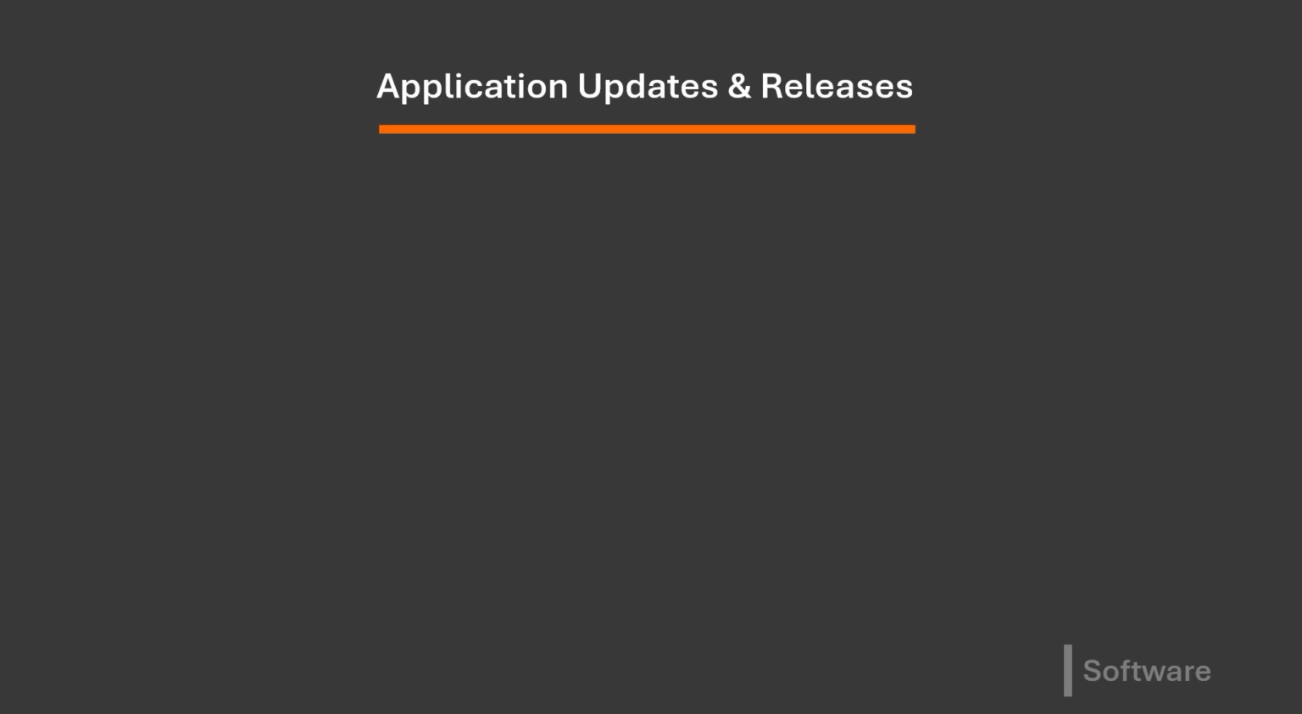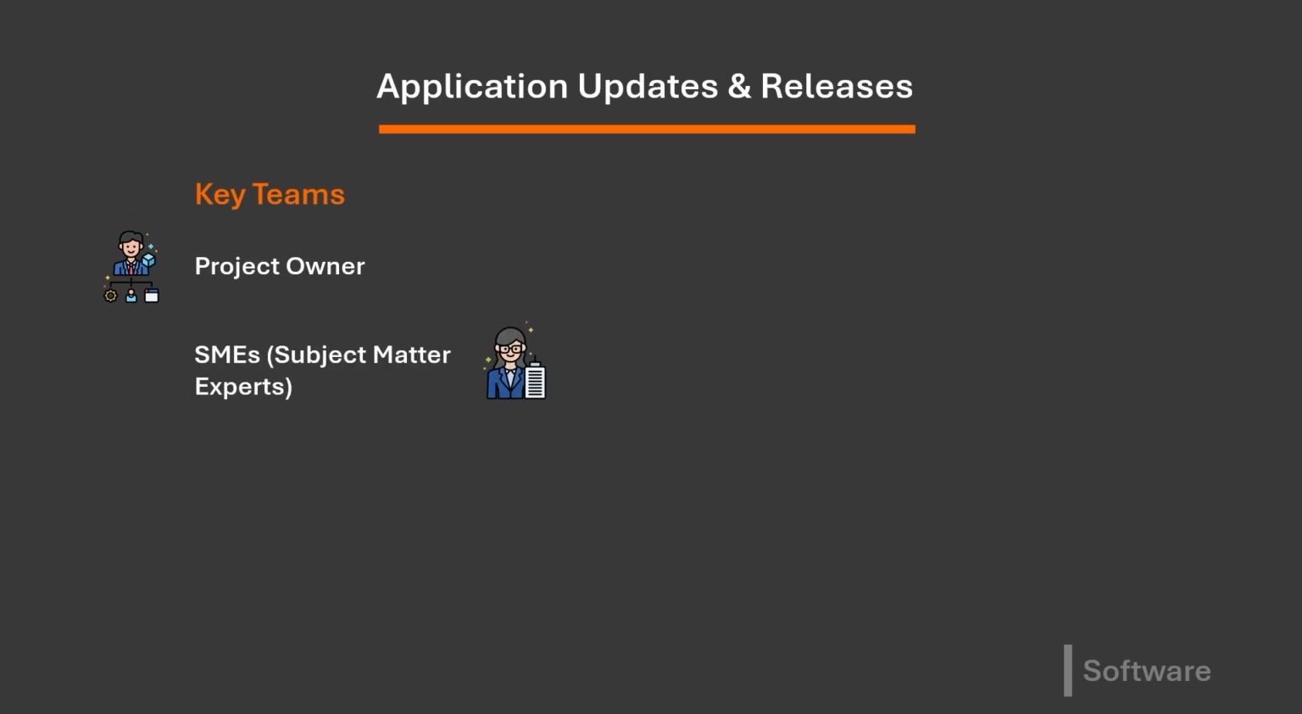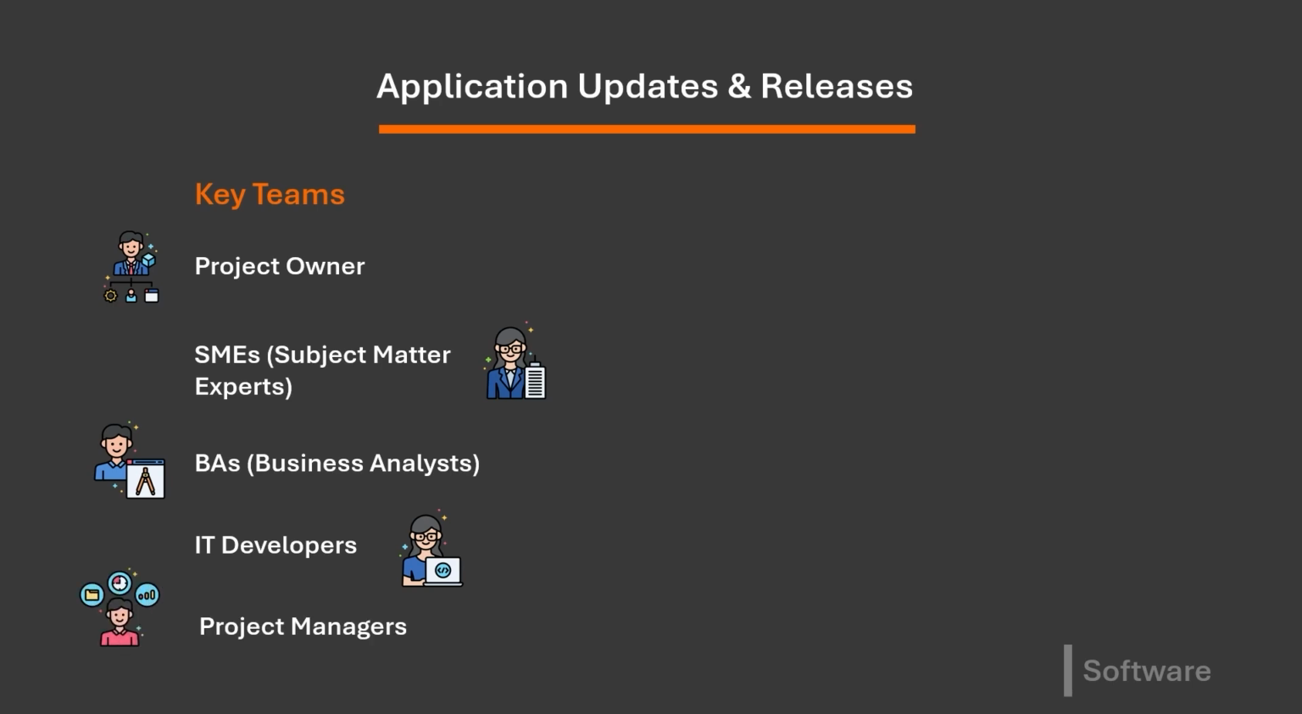First, let's talk about the key teams involved. The project owner ensures the update meets business needs. We have SMEs or subject matter experts who provide insights into how the software should work in daily operations. There are BAs or business analysts that translate these needs into technical specifications for developers. IT developers can be either in-house or consultants who build and test the changes. And project managers oversee the entire release, ensuring deadlines and budgets are met.